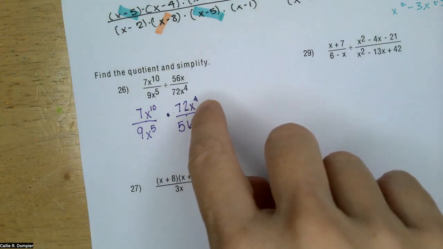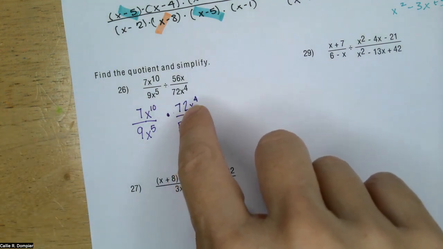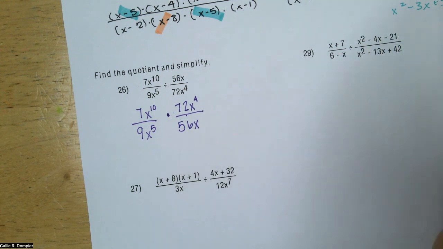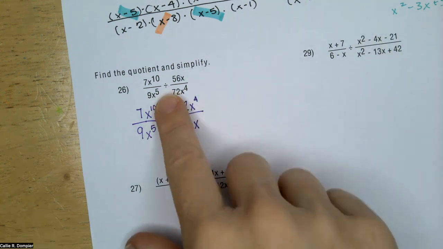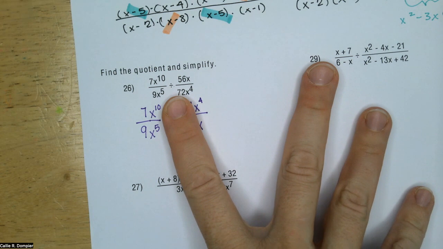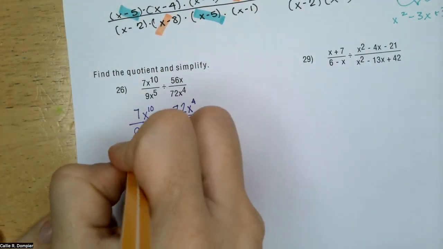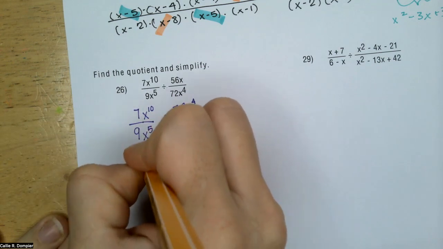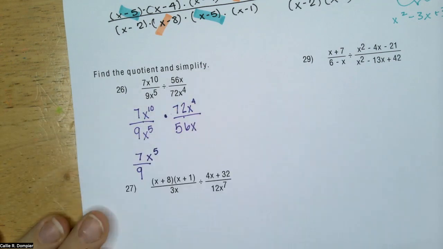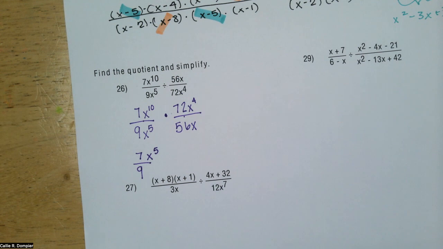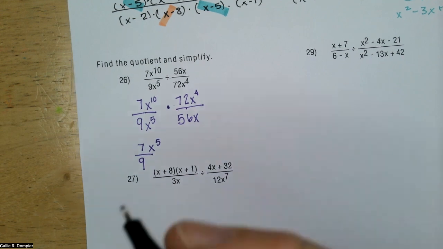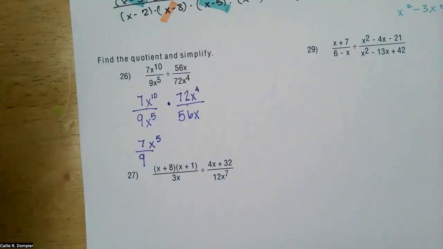You're welcome to simplify like this. You can say, well, 7x to the 10th divided by 9x to the 5th is 7x to the 5th over 9, right? 5 of those x's would cancel out, and so that would be simplified as that. 72 divided by 56.